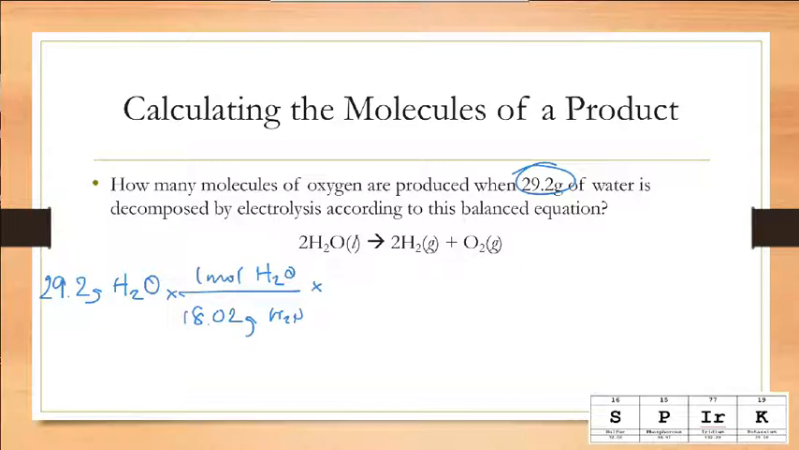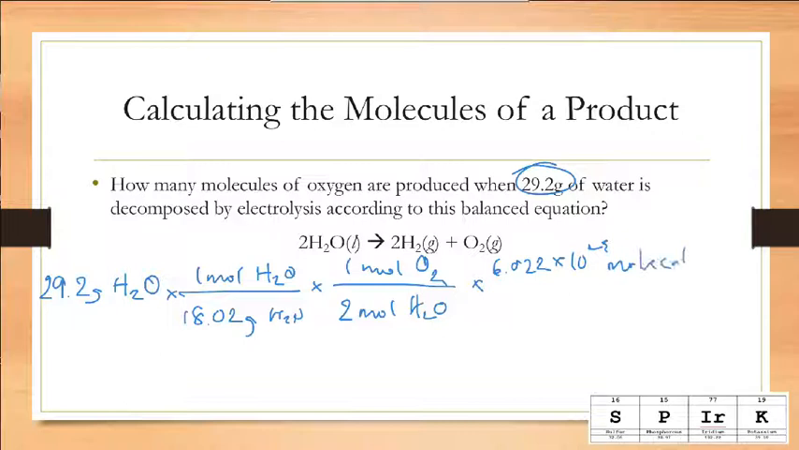And now we use our new piece, that mole to mole ratio, and we have 2 moles of water for every 1 mole of O2. And we know that there are how many molecules of O2 in a mole? This should come right off the top of your head. There are 6.022 times 10 to the 23rd. That is a 23, I promise. Molecules of O2 for every 1 mole of O2.